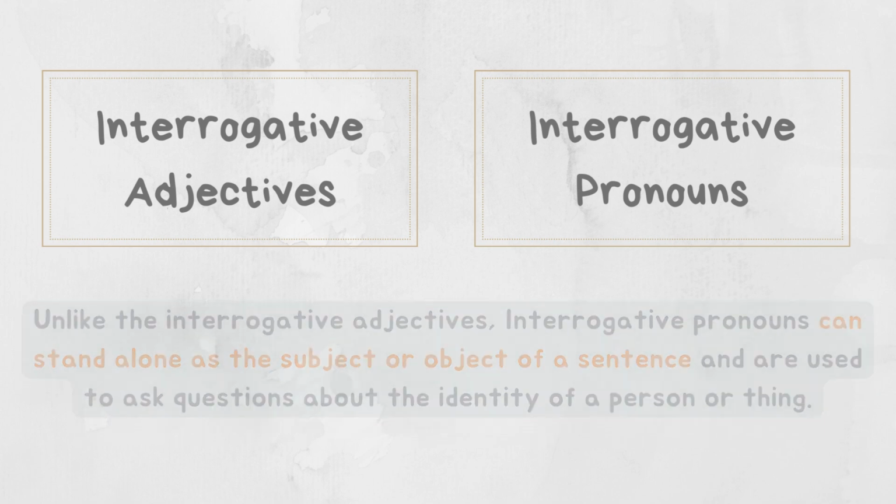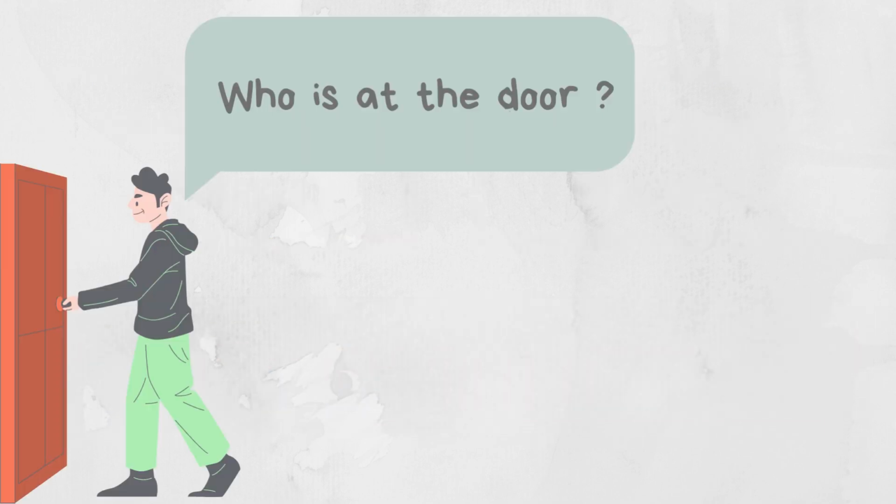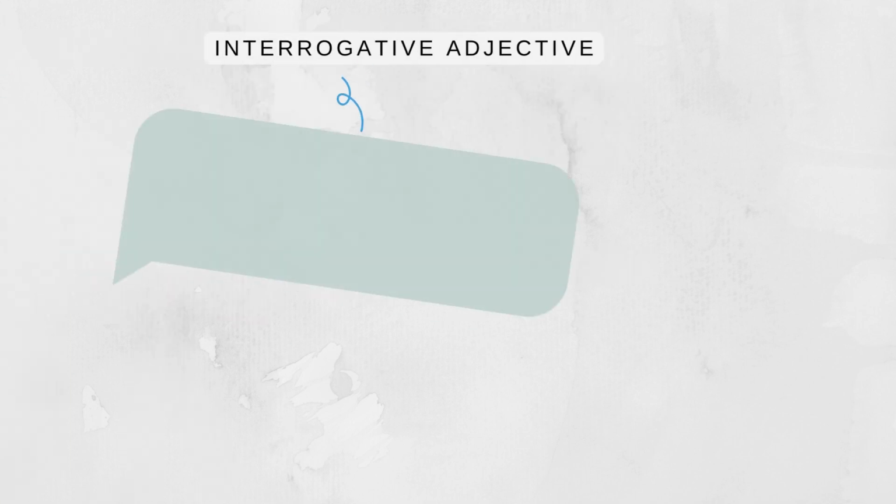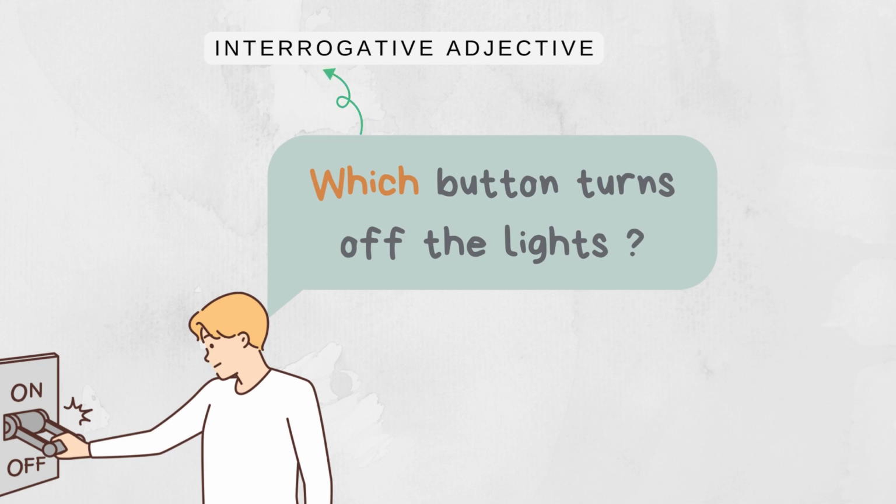For example, in the sentence, "Who is at the door?" who is an interrogative pronoun and acts as the subject of the sentence, asking about the identity of the person at the door. In the sentence, "Which button turns off the lights?" the word "which" is an interrogative adjective as it is modifying the noun button.